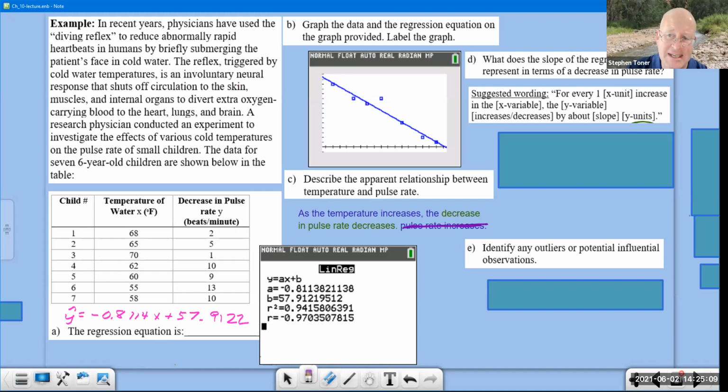For part D, what does the slope? Okay, this is the one that uses this slope wording, which I have our boilerplate language sitting here for.